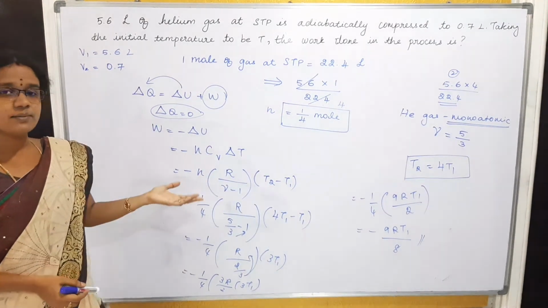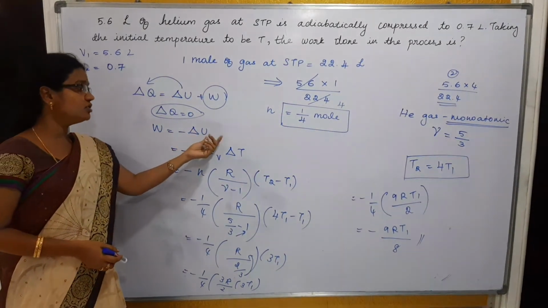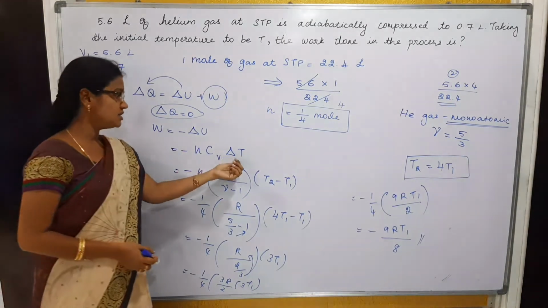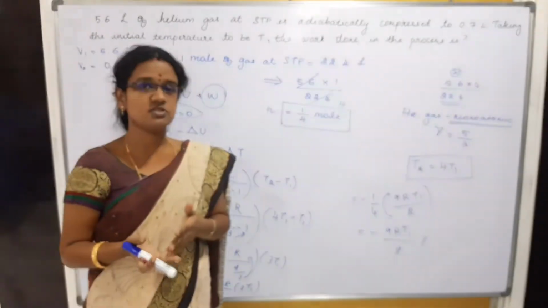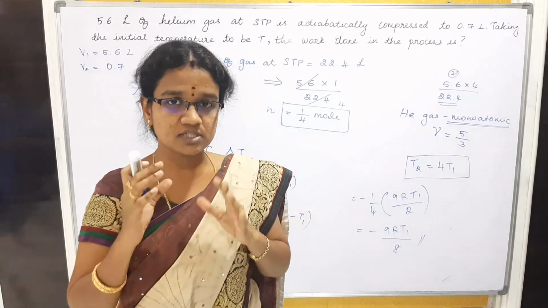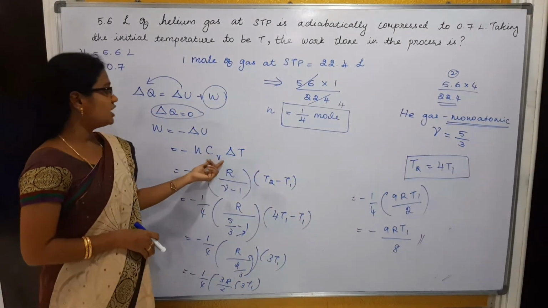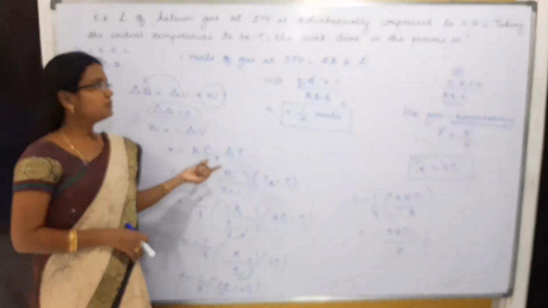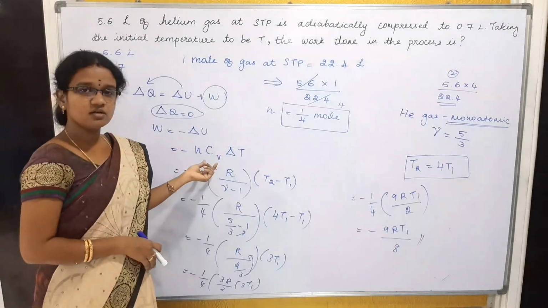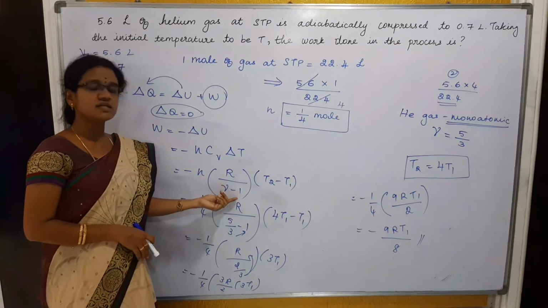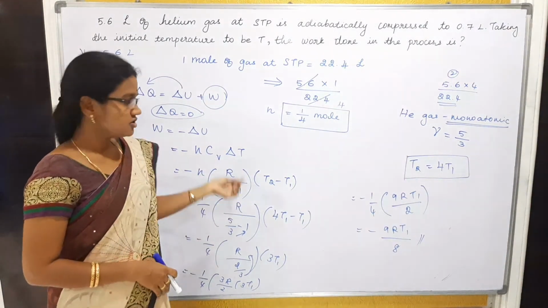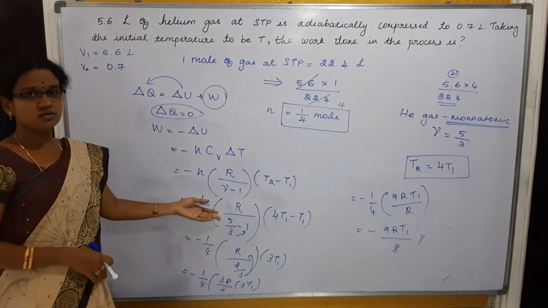What is the value of del U? It means nCv del T. Del T means a change of temperature. The initial temperature and the final temperature are different, so we have to mention it as del T. Then what is the value of Cv? We could not directly mention this Cv value, so we are mentioning it as R divided by gamma minus 1. So you have to substitute all the values and get the result, students.